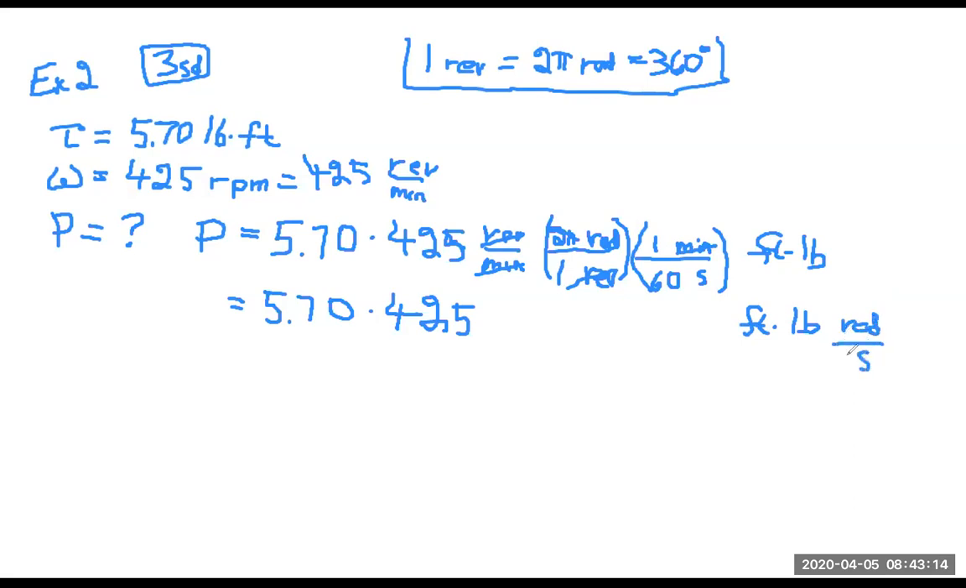And radians is a very cooperative unit. It just goes away. We have foot-pounds per second, which is a power unit. Now, what they do in the book is they say, well, these two parentheses, you got 2 pi times 1 over 1 times 60. That is 2 pi over 60. That's the number you've got here. 2 pi over 60. And that number is 0.105.